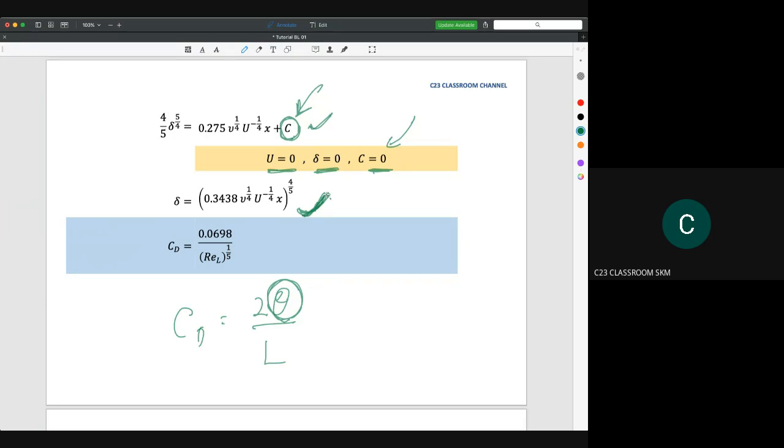You substitute in this one, so you will get the value of 0.0698 over Reynolds number to the power of 1 over 5. Please try this at home. This is a very basic calculation. In the lecture part, I already showed you the 1/7 power law, meaning the turbulent boundary layer with the power of 1 over 7. Now in this tutorial, I show you with the power of 1 over 9.